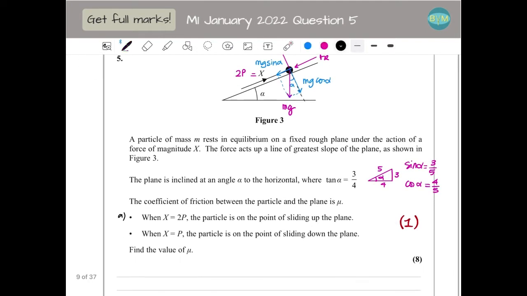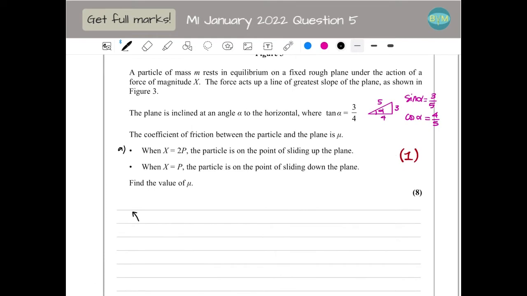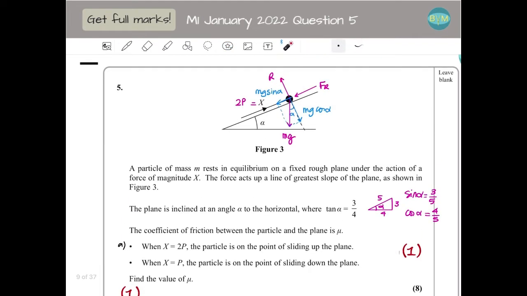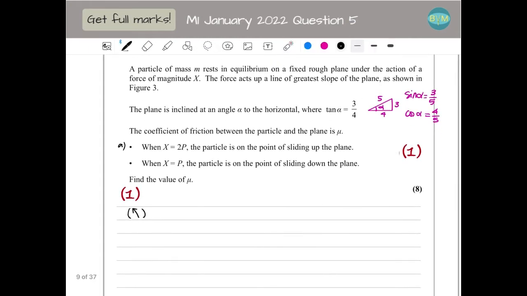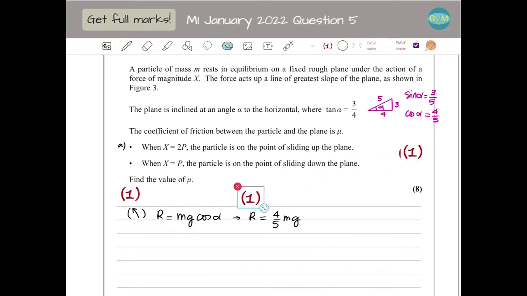If I resolve perpendicular to the slope, and for resolving perpendicular to the slope you get 1 mark, the force pointing this way will be the same as the force pointing that way. So R is going to be mg cos of alpha, and we say that cos of alpha is 4/5, so this is going to be 4/5 mg. You get another mark here for substituting correctly, more than for the cos, really, for substituting here correctly.